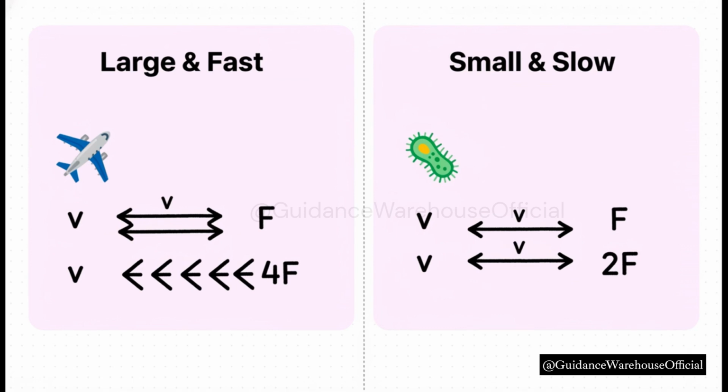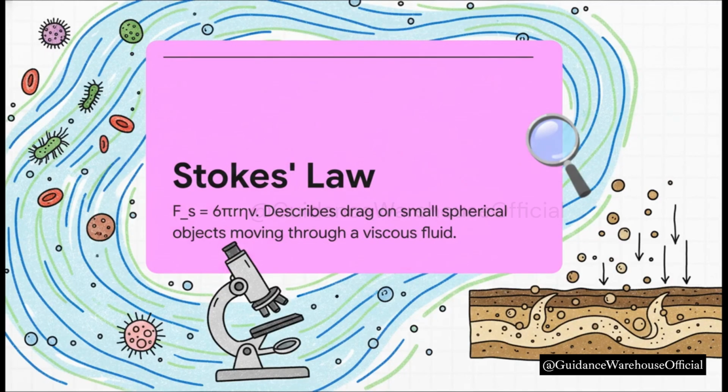The drag force is no longer proportional to velocity squared. It's just directly proportional to velocity. So if you double the speed, you just double the drag. Simple as that. This linear relationship is described by something called Stokes' law. And notice here, the velocity v in this equation isn't squared anymore. This law is absolutely crucial for understanding how things move through viscous fluids.